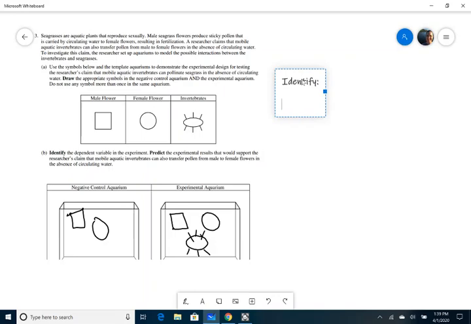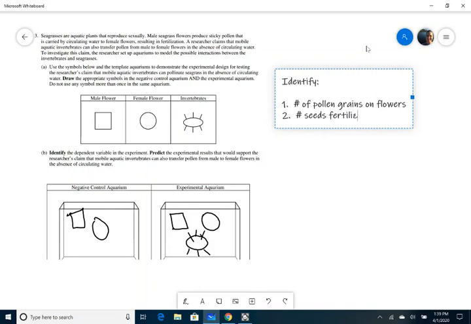the experiment. So in this, you could do 3 things, but they all really lead to the same thing. The first possibility would be the number of pollen grains on the flowers is something that you could measure. Remember, dependent variables is what we measure. The next thing is you could say the number of seeds that were fertilized. Or maybe you might say the number of offspring produced.